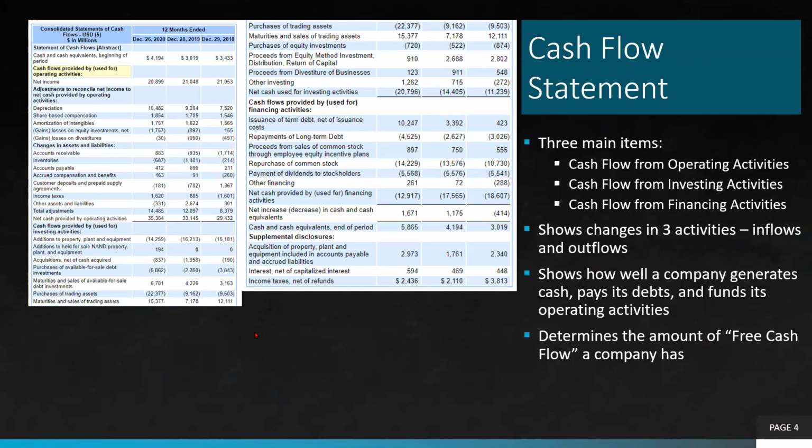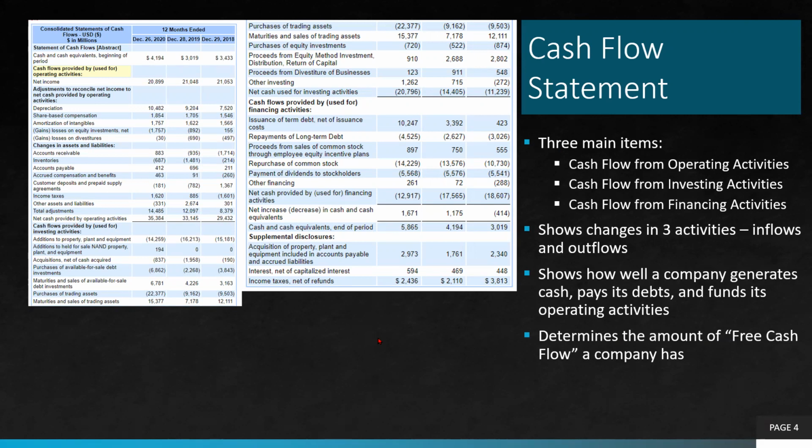So here is a screenshot of a publicly traded company that we're looking at. As you can see, it has the three main items. Here you see the statement of cash flows, and then cash flows provided by use for operating activities. Then you have cash flows provided by use for investing activities. And over here we have financing activities.